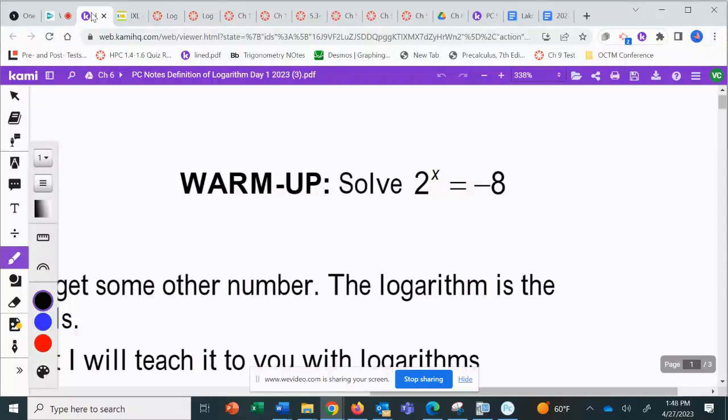All right, this is an introduction to what we're going to call logarithms, but logarithms is such a long word, so I'll call them log, L-O-G, log.